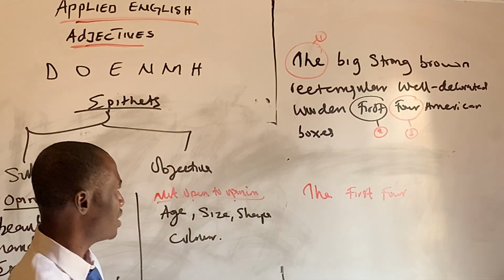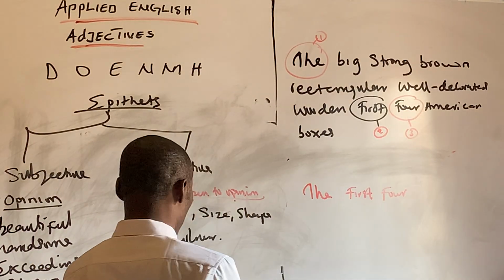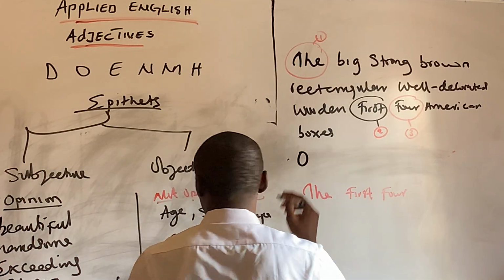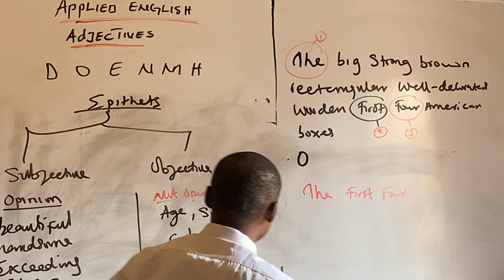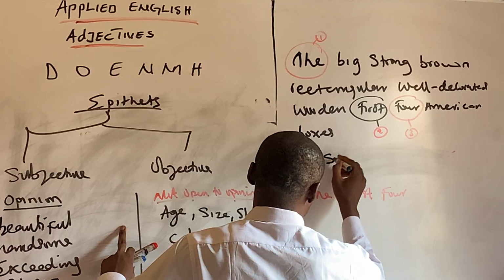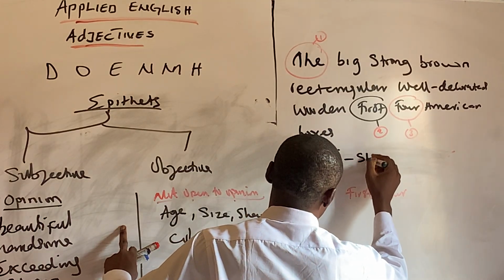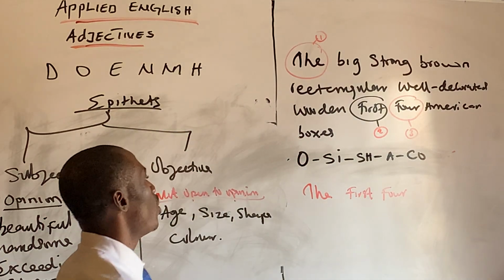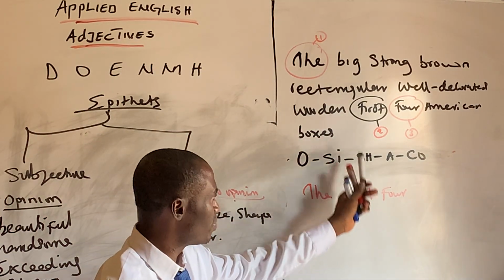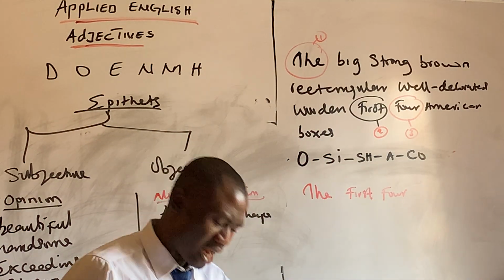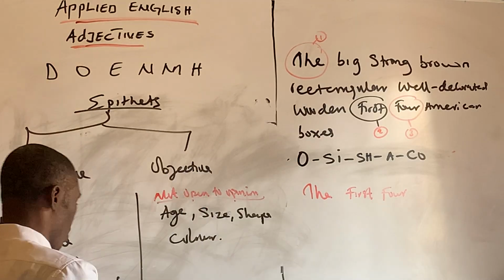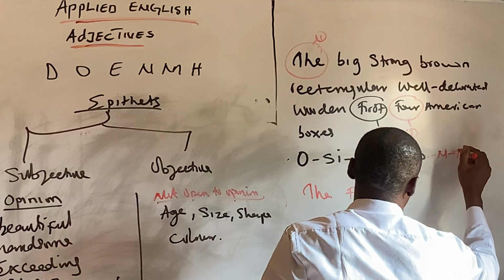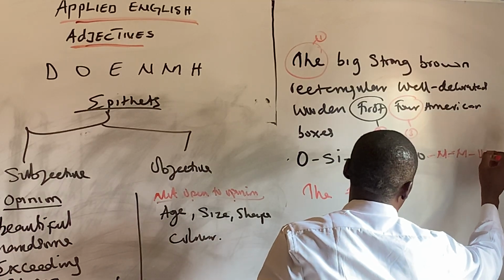There's no opinion to that. Now, let's arrange these accordingly. So we're going to be using the formula: opinion, which is the subjective opinion. Then we have size, shape, age, and color. After that, we go to the nominal. We have the nominal, then the material, then the head.